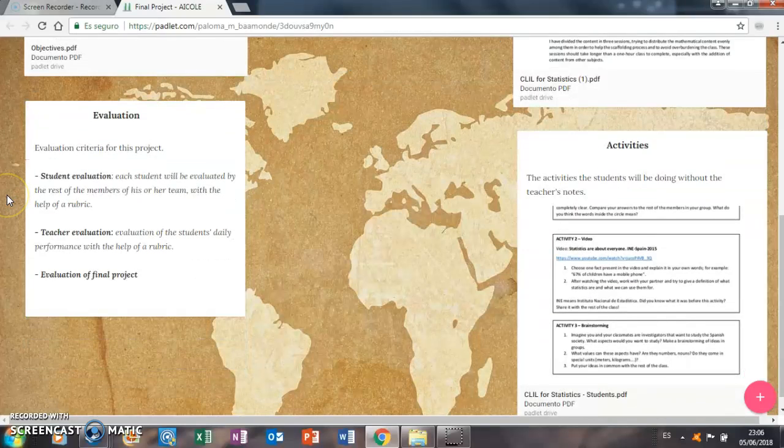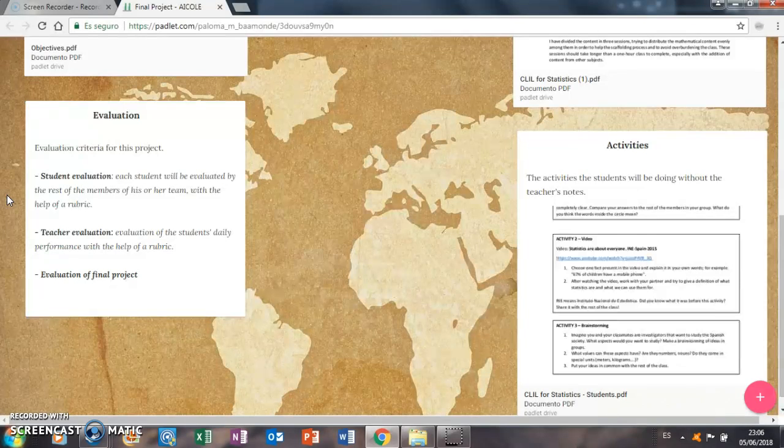And about evaluation, well, I didn't have time to do the evaluation I wanted to do, but basically what I thought of doing is making a 3-part evaluation. That means there's a student evaluation, which is each student is going to be evaluated by the rest of the members of his or her team. That means what he does daily, if he helps his teammates, these kind of things, more like teamwork.